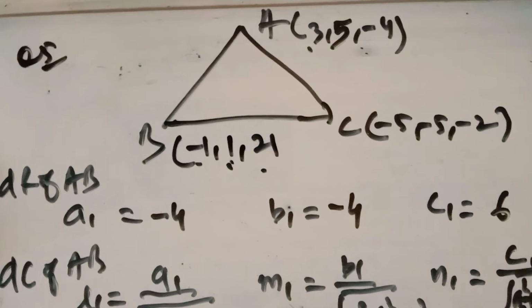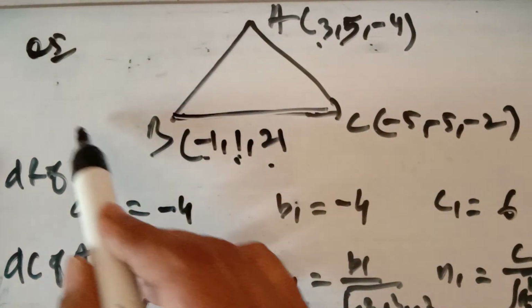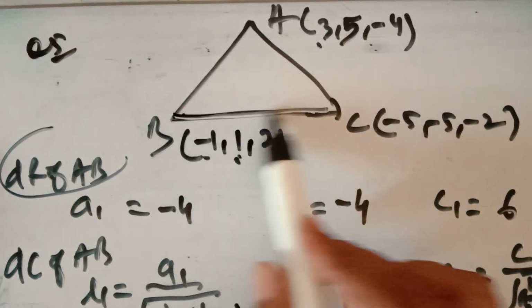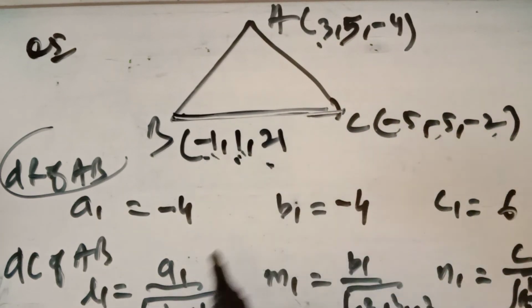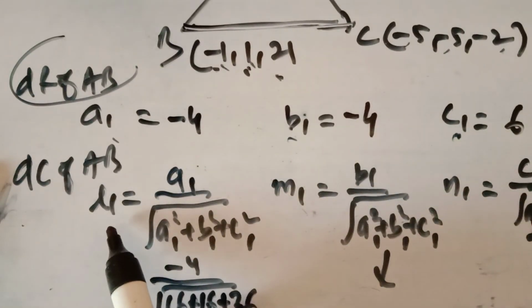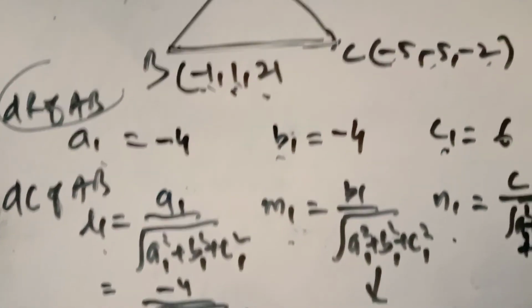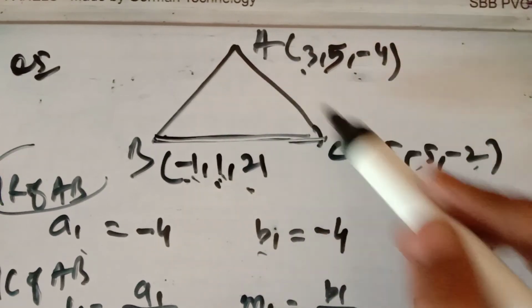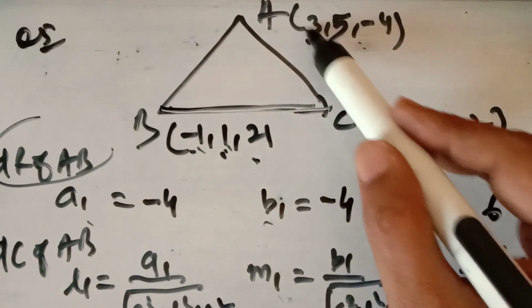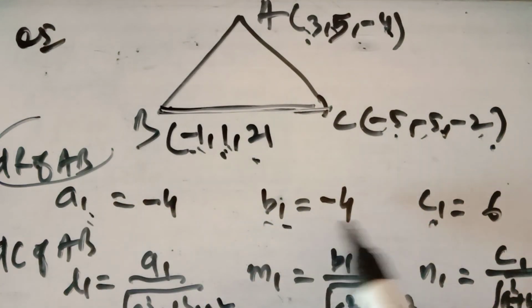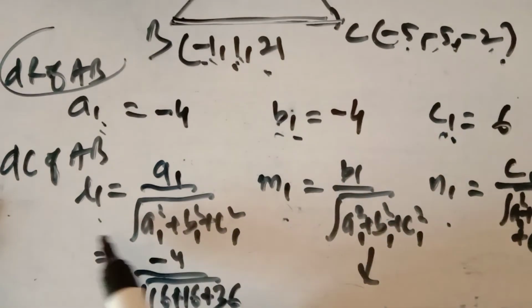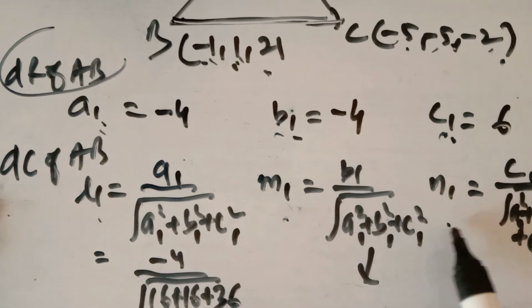Similarly, you have to find the direction cosines of BC. First of all, find the direction ratio of BC: x2 minus x1, y2 minus y1, z2 minus z1. Let us call it A2, B2, C2. And their direction cosines, let us call them l2, m2 and n2. Similarly, find the direction ratio of AC: x2 minus x1, y2 minus y1, z2 minus z1. Let us call it A3, B3 and C3. And their direction cosines, call them l3, m3 and n3.